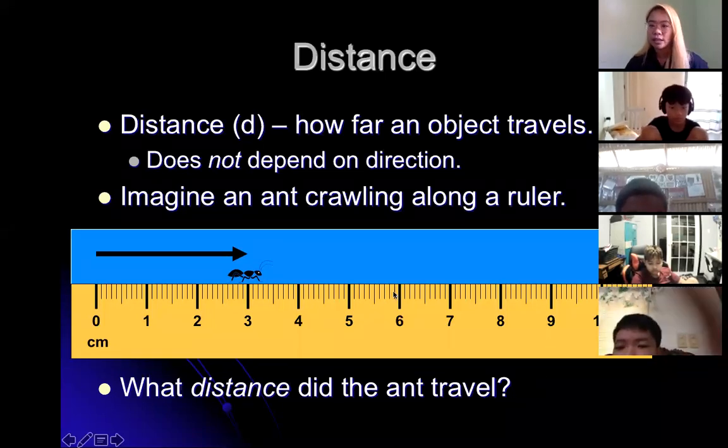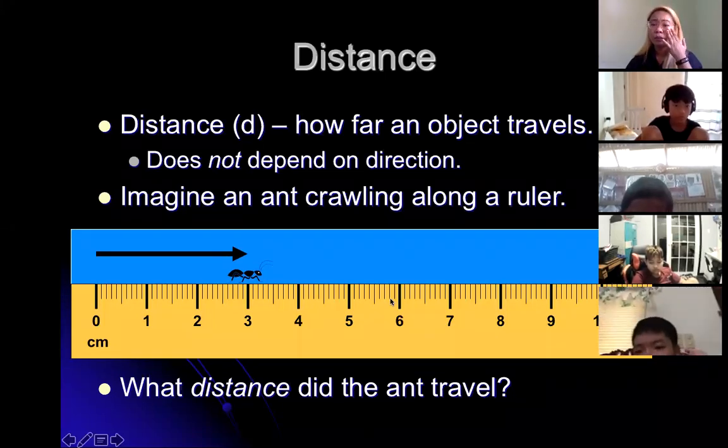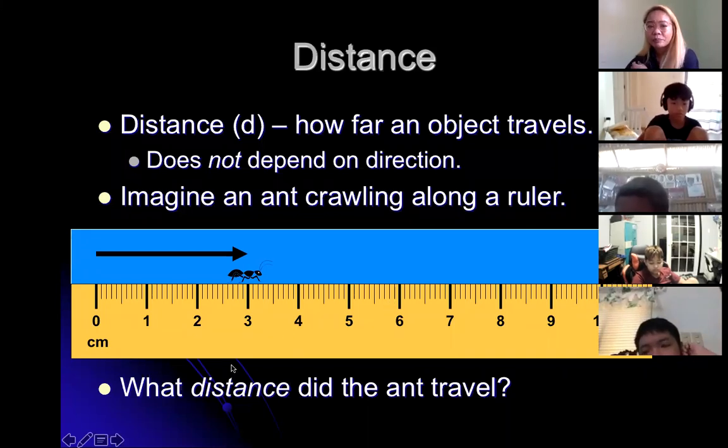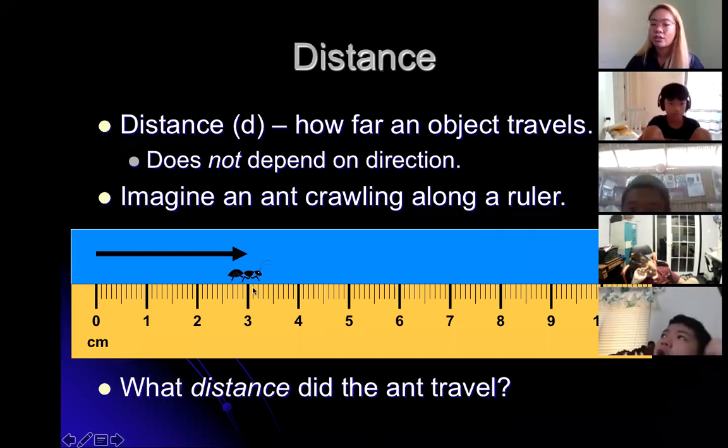Okay, so how did we come up with that? So basically, you just add the starting point, which is 0 centimeter, to the end point, which is 3 centimeter, so that you come up with the total distance traveled of 3 centimeters.